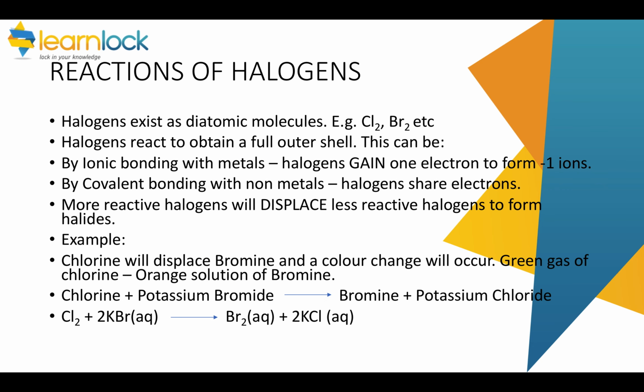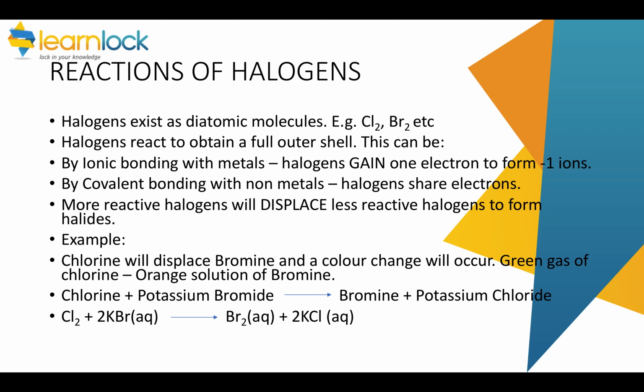Halogens exist as diatomic molecules, which means they exist in pairs. So like Cl2 means 2 chlorine atoms joined together. When they react, they do so to get a full outer shell, and that can be ionic bonding, where they gain an electron to form a negative ion, or they share electrons in covalent bonding. We can look at bonding in another tutorial.